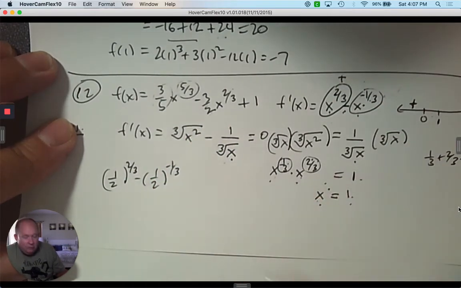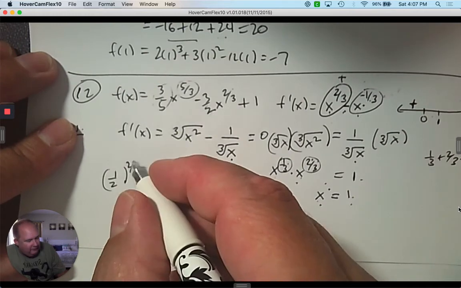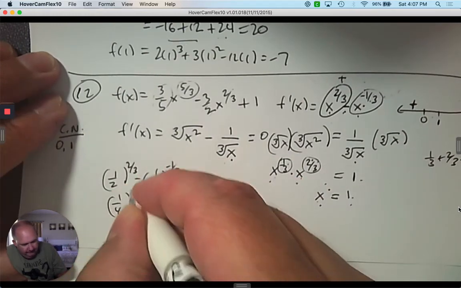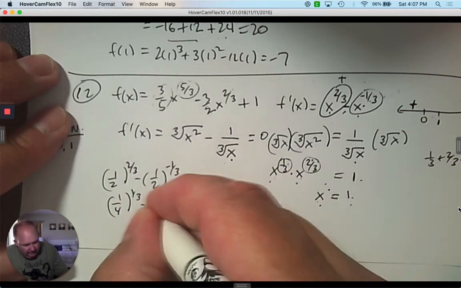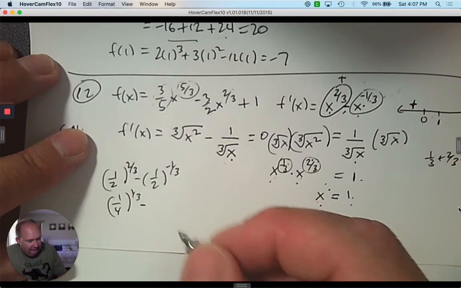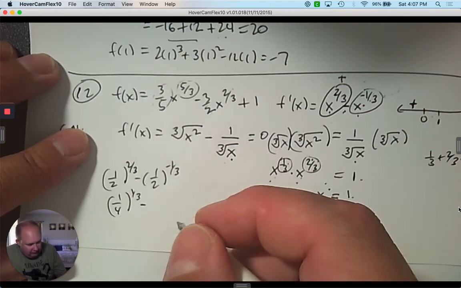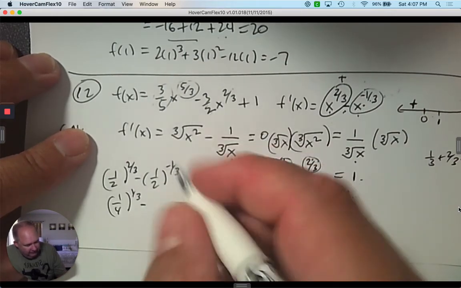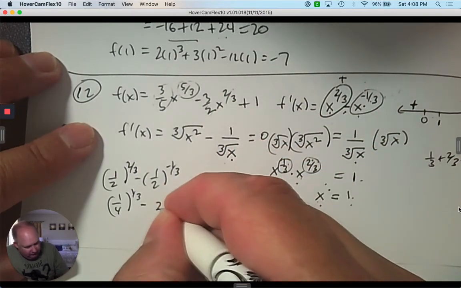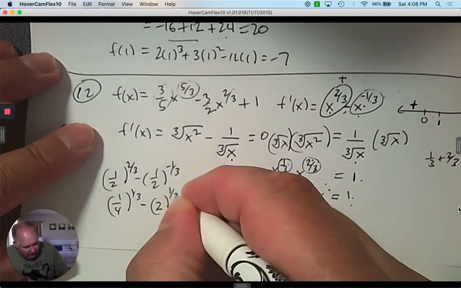So the first one, recognize that the 2 means you square it and then cube root it. Here, for the negative exponent, you're going to have to do the reciprocal. So for the reciprocal, you end up with 2 to the positive 1/3.